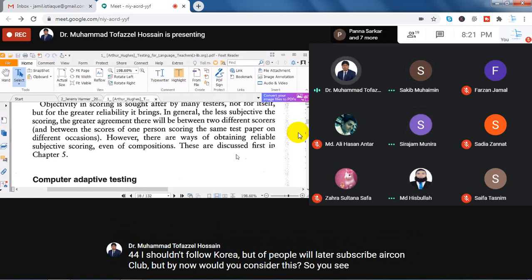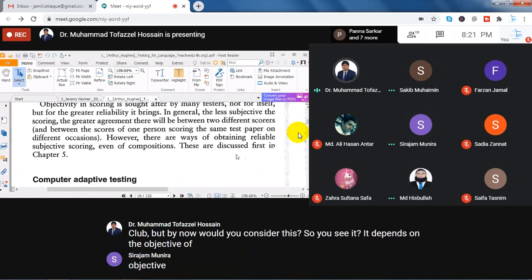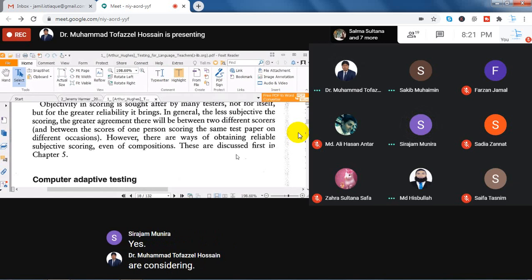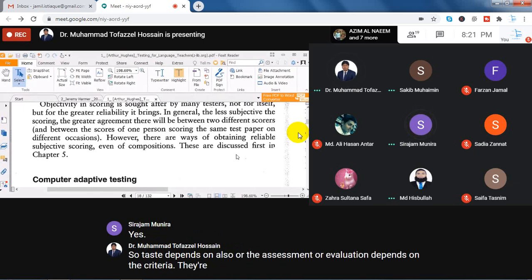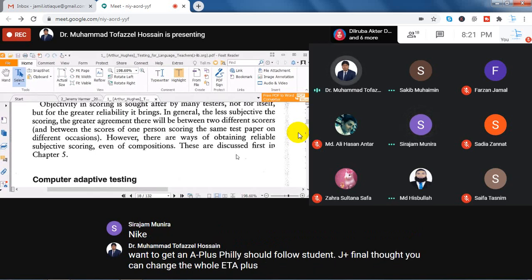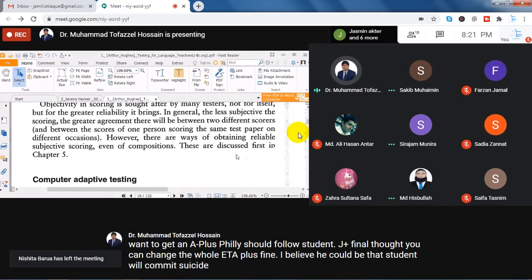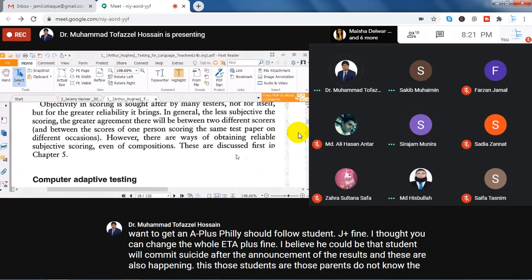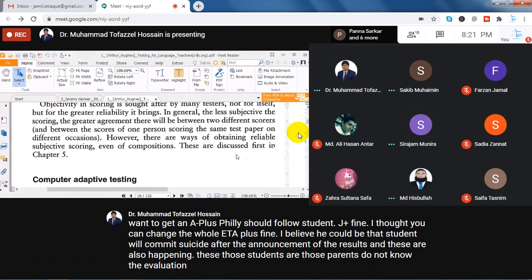So you see, sir, it depends on the objective. In which way are you considering? Yes, sir. So test, or the assessment or evaluation, depends on the criteria. এখন আপনার ওকে যদি মনে করেন হ্যাঁ A+ পেলেই শুধু ভালো স্টুডেন্ট, যে A+ পায় না তার জীবন শেষ, তাহলে তো A+ পায় নাই বলে সে কি করবে? That student will commit suicide after the announcement of the results. And these are also happening. Those students or those parents do not know the evaluation criteria, and they have only a single criterion.